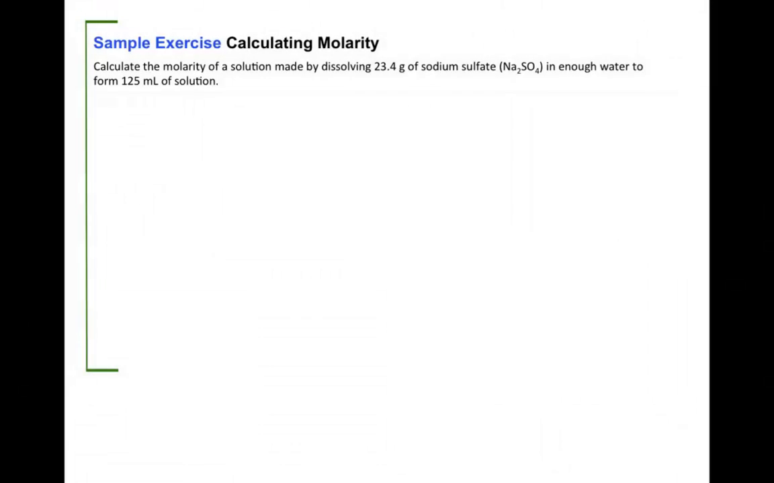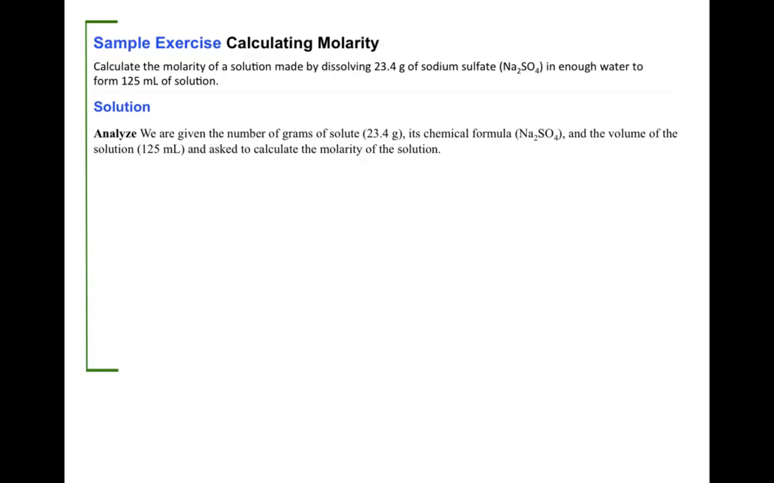Problem. We need to calculate the molarity of a solution, and the data that we have is the amount of the solute and also the volume. And the problem says: calculate the molarity of a solution made by dissolving 23.4 grams of sodium sulfate, so this is the solid, in enough water to form 125 milliliters of solution. This is the volume that we're going to prepare of this solution.